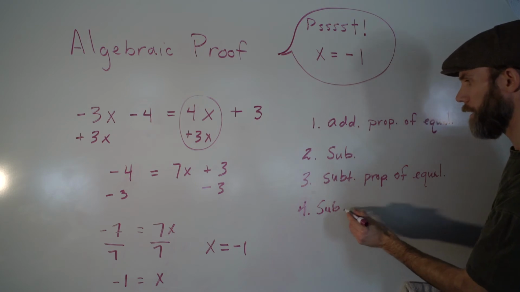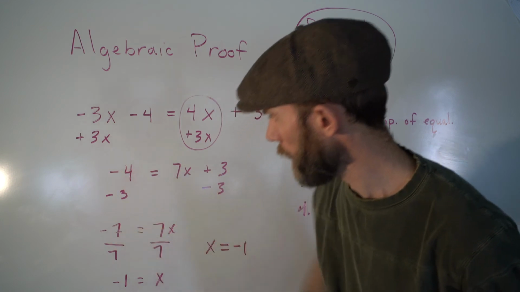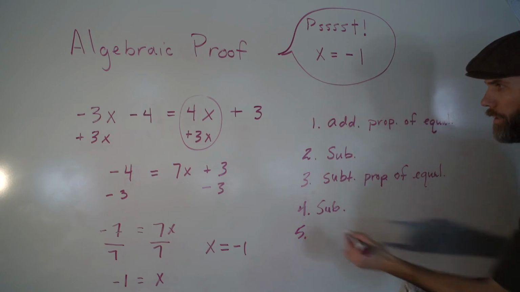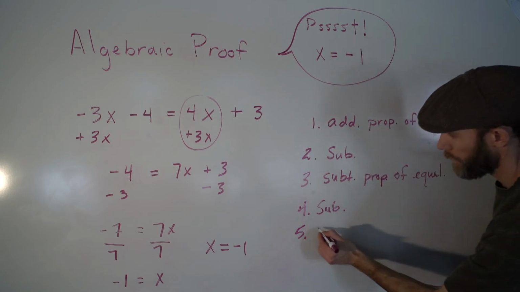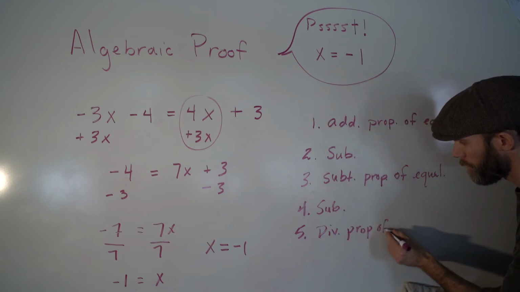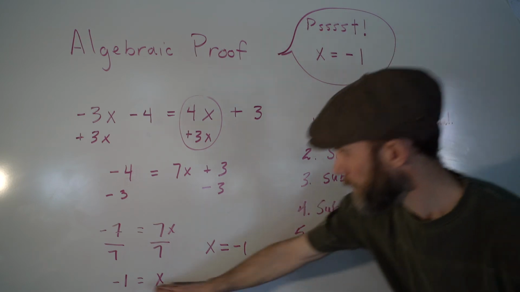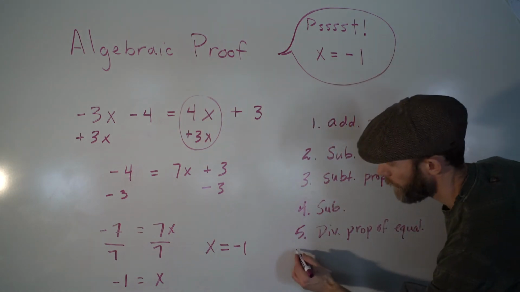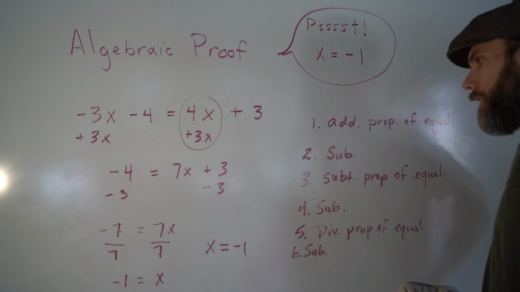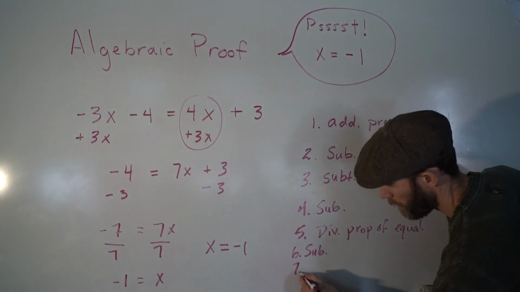I substituted again, and I changed that to a 0, and I changed that, simplified to a -7. And then I divided on both sides. What would that be called? Take a cue from this and this. Division property of equality. Okay, and I did that, and then I simplified down to -1 equals x. So that's a substitution step. But then I flipped it around, and it's easy to see that works, but it does have a name. It's called symmetric property.